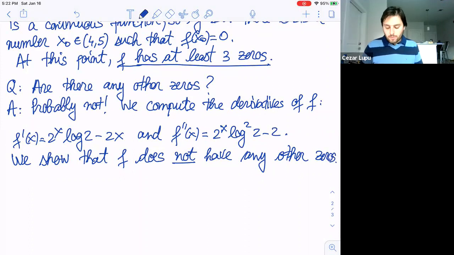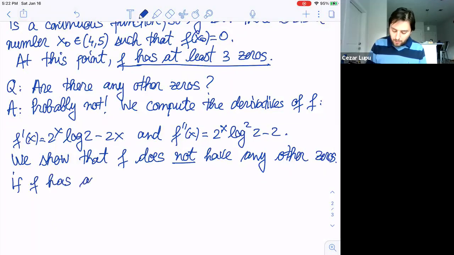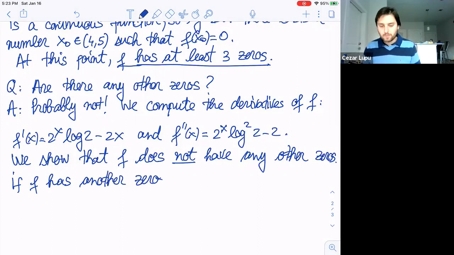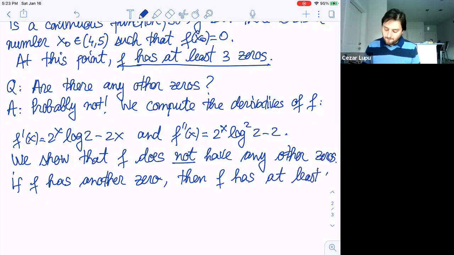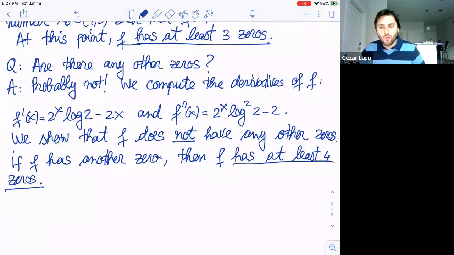All right. So let's see. Suppose that f has another zero, then, well, since we know that f has 3 zeros, then f has at least 4 zeros. All right, and here comes the trick. So it has 4 zeros. So f has 4 zeros.